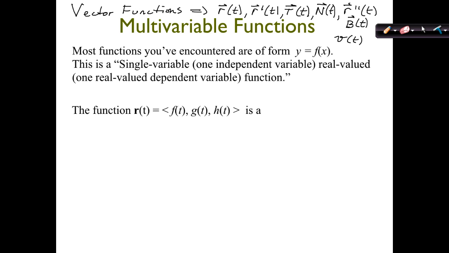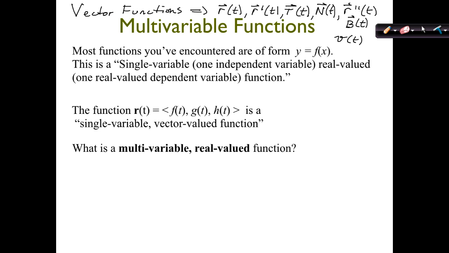Okay, what about this? Is it single variable or multivariable? Single variable still. Agree? What's the single variable? T. And is this a real valued or vector valued function? Vector valued. So this is a single variable vector valued function. One independent variable, and the function gives out vectors, right? And our application of this was position, right? Position vectors.